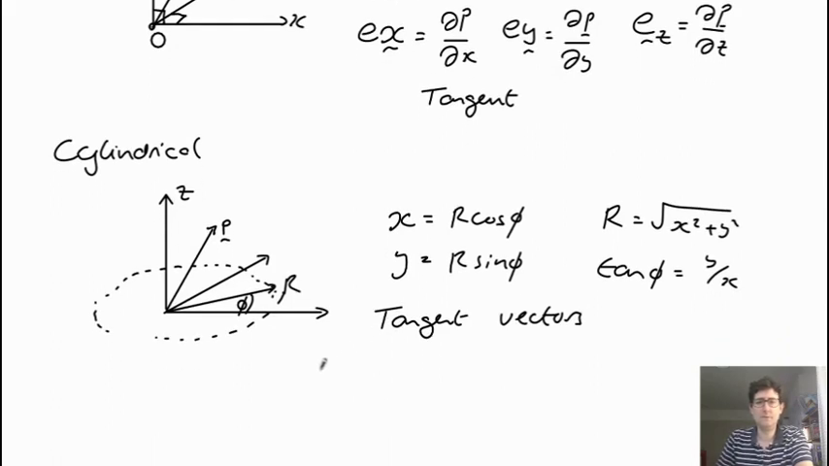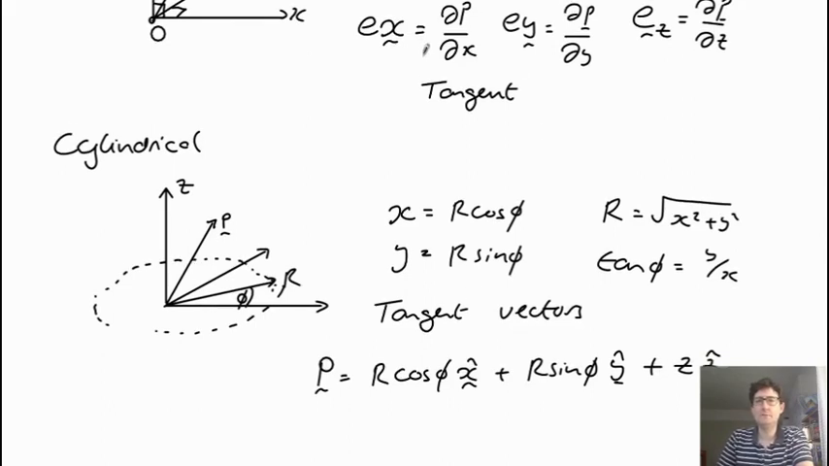So we'd like to write that P is, as before, some X component, which is r cos phi times the unit vector in the X direction, plus the Y component, which is r sin phi in the Y direction, plus Z in the Z direction. These are all the unit vectors x, y, and z in Cartesian coordinates, and the position P as a function of r, phi, and z is given by this. And so we can work out the tangent vectors.